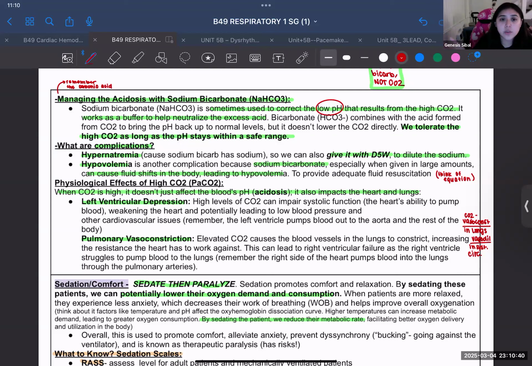And again, this has to do with AMP, right? Remember, the right side of the heart pumps blood into the lungs through the pulmonary arteries. If you need to review that, you can. But honestly, all you have to remember is high CO2. The bad things about that are left ventricular depression and pulmonary vasoconstriction. Those are the only couple of words, five words, that you might have to memorize.